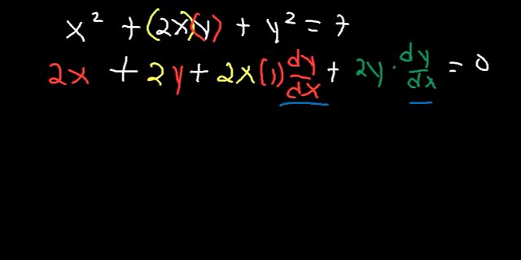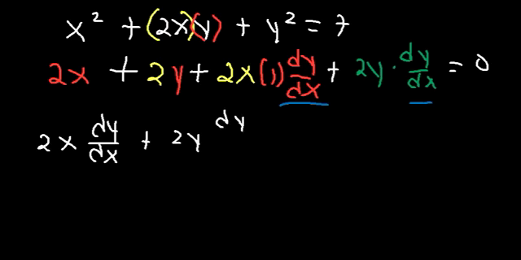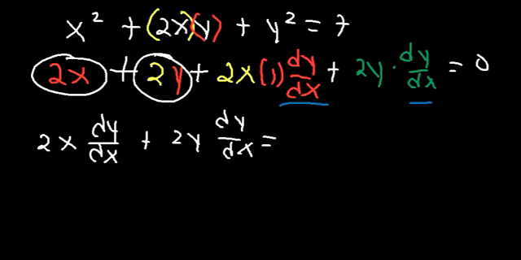First, every term that doesn't have a dy/dx, move it from the left side to the right side. So what we now have is 2x dy/dx plus 2y dy/dx is equal to, so this we're going to move to the right and that term too. So it's going to change from positive to negative. So negative 2x minus 2y.